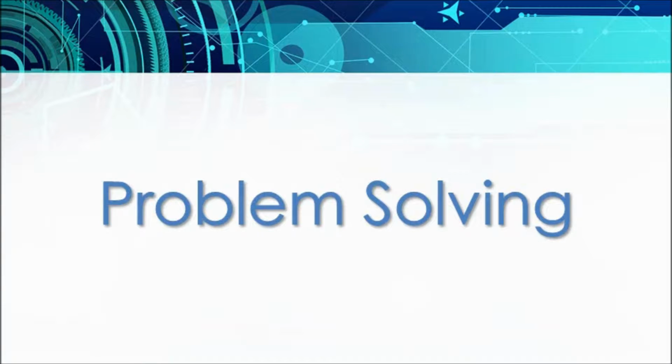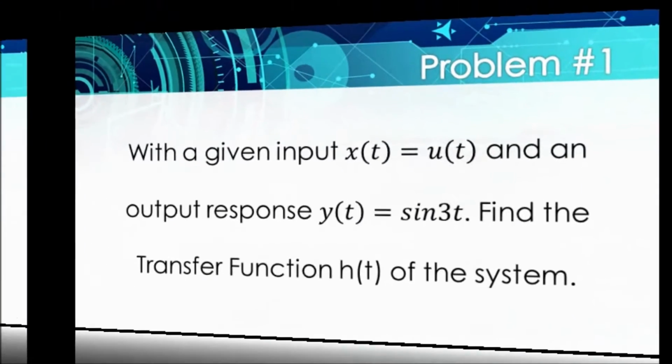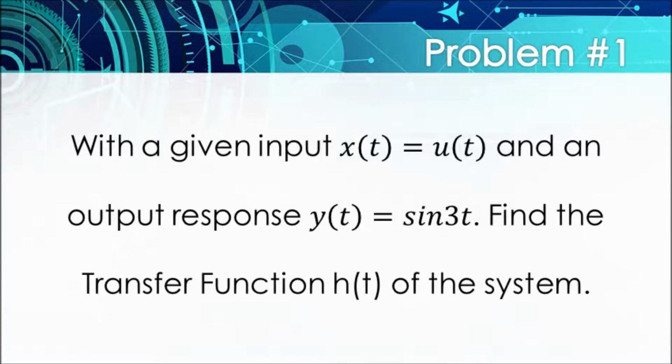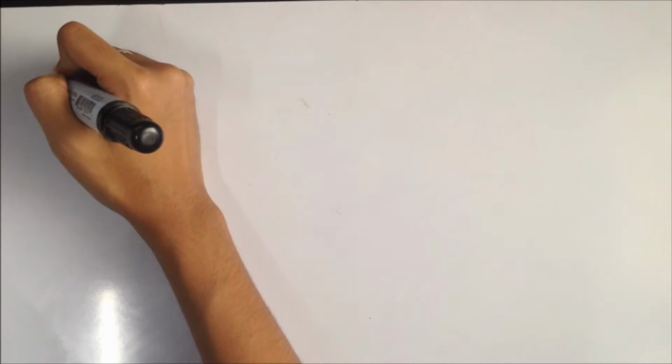Now, we can try to solve problems using the concepts of transfer function. For our first problem, with the given input x of t equals u of t and an output response y of t equals sine 3t, find the transfer function H(s) of the system.